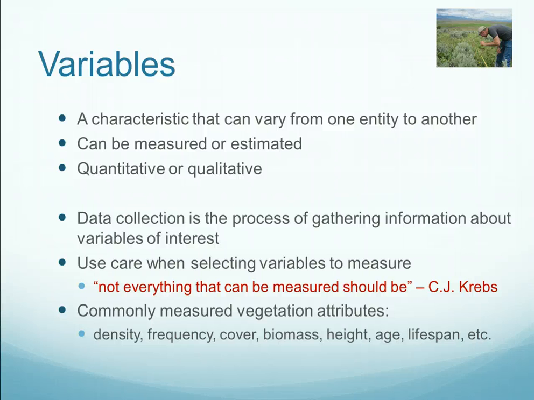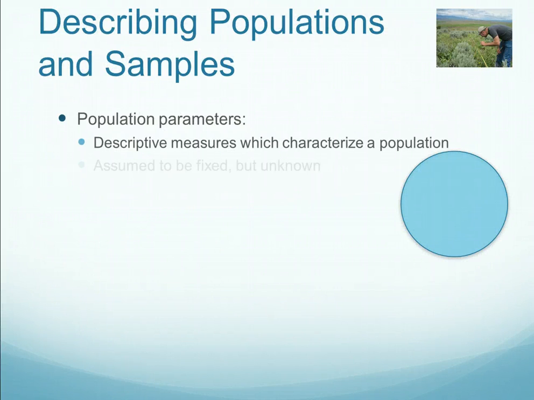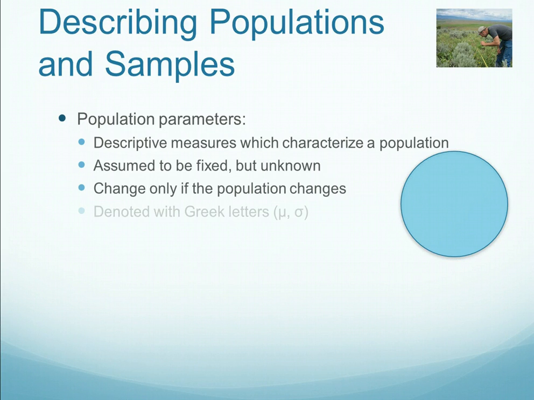are often collected. When we're describing populations, we use population parameters. These are descriptive measures which characterize a population. They are assumed to be fixed, but unknown and unknowable. They change only if the population changes, and we use Greek letters to denote population parameters.